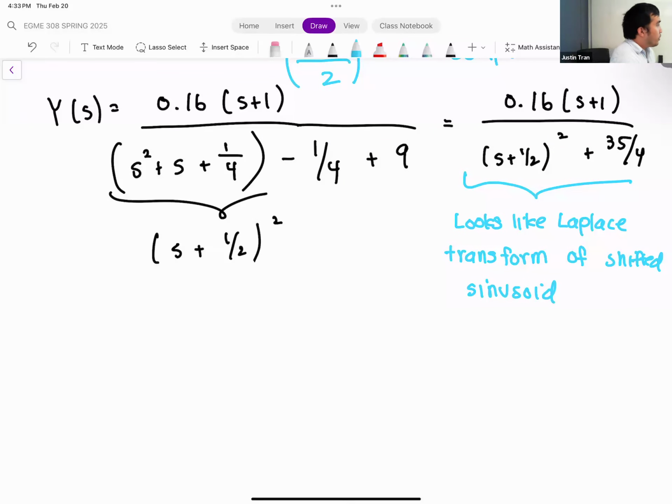All right, so now what we need to do is get the numerator into the appropriate form so that we can take the inverse according to the table.